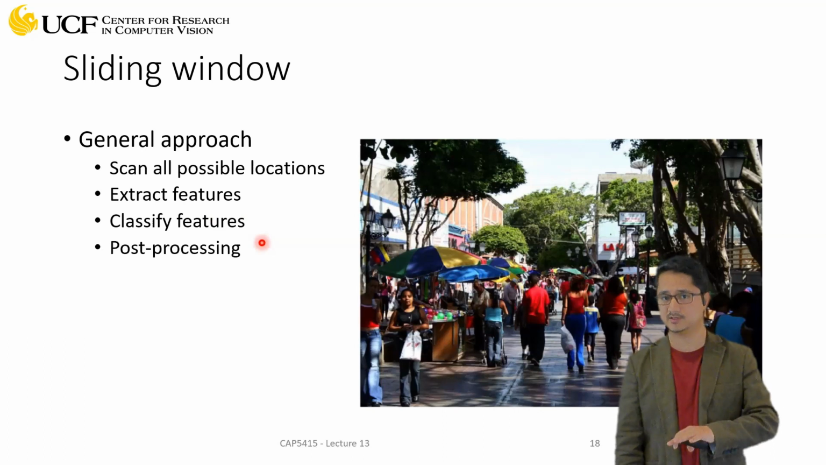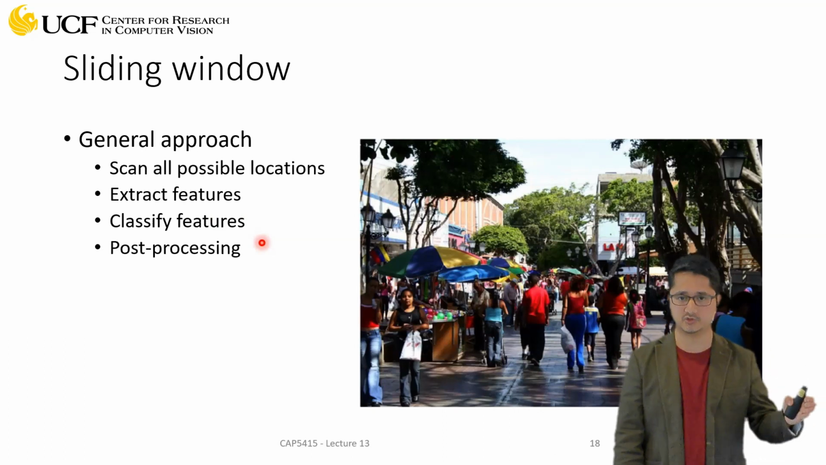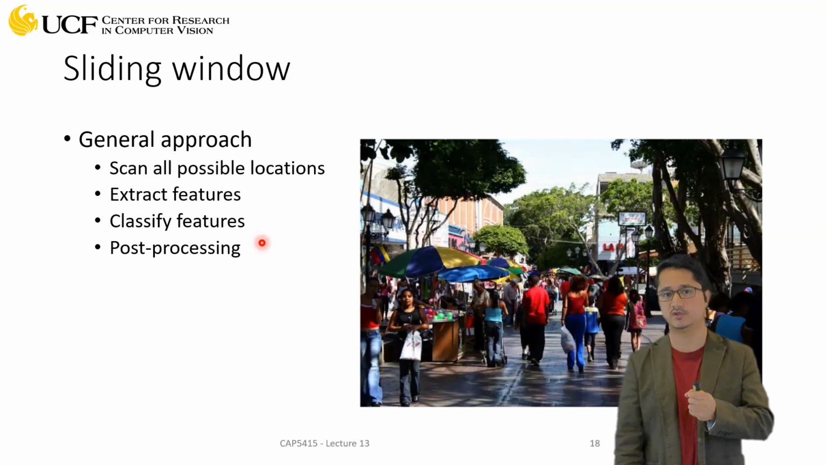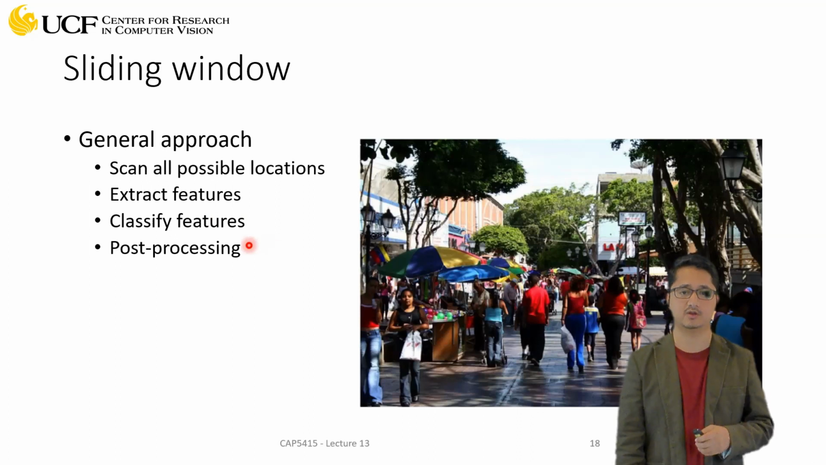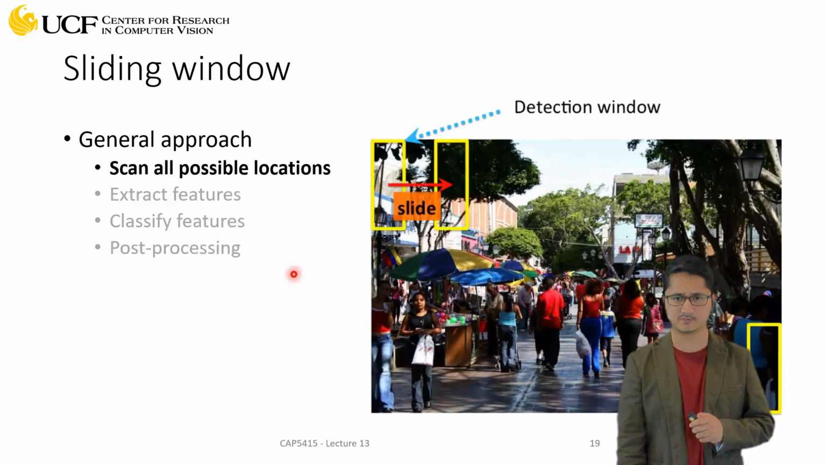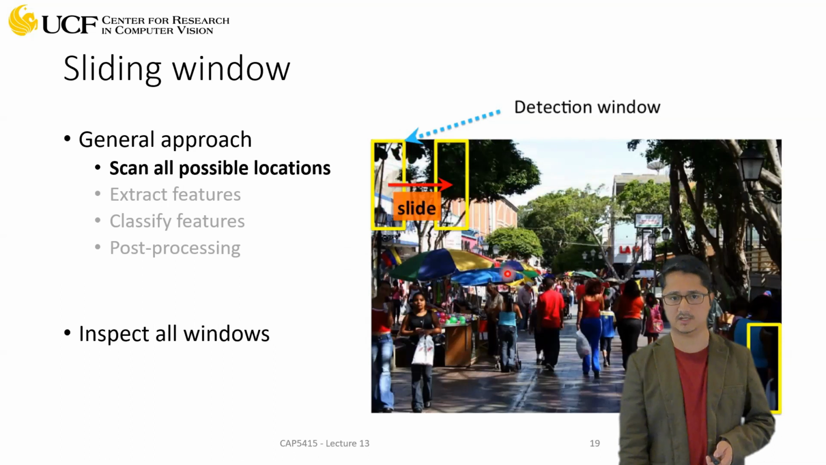So the algorithm remains the same, the one we discussed for the naive approach. The only difference is we extract features and use those features for finding out whether the object is present or not. And then some post-processing is required, which I will talk about. That's really important. Okay, so let's start. So you scan all the possible locations. Let's say this is your detection window. This slides, and you inspect all the windows.